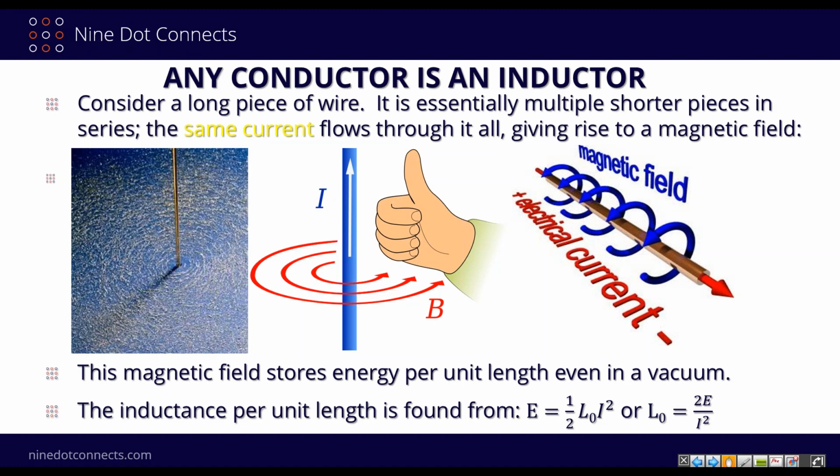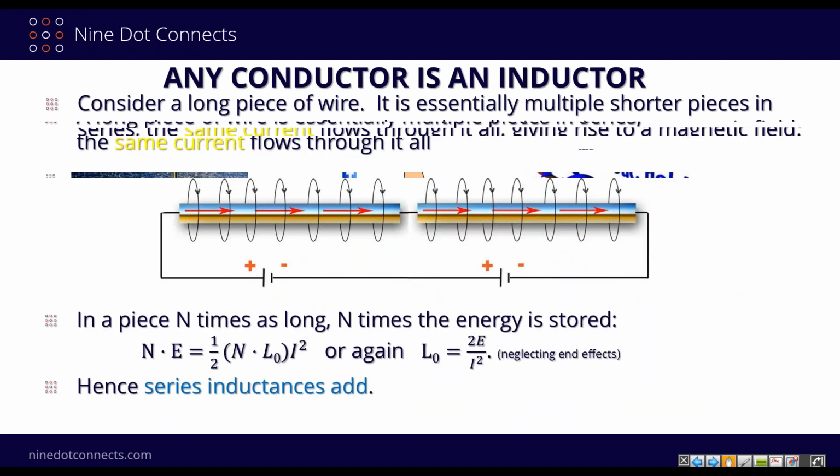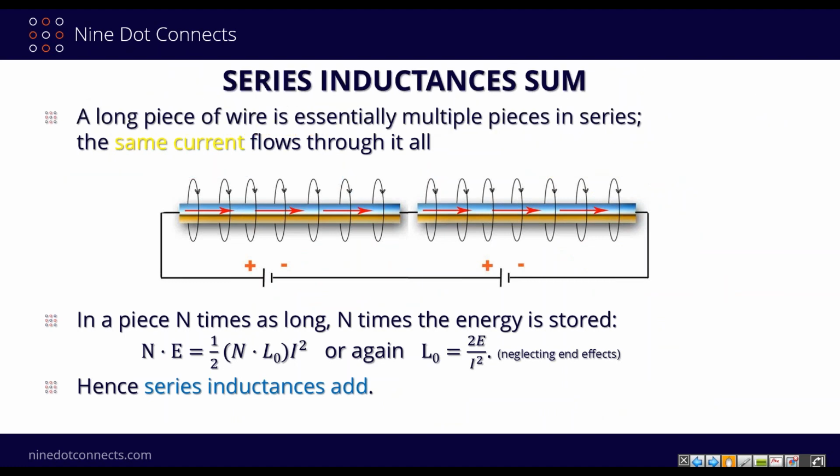Now let's say you had something twice as long. Well, each piece is going to have the field that it normally would have. Therefore, it will have the inductance it normally would. And you're going to find out that you have twice the voltage if you were going to play with it with a changing current. And it turns out that the inductances add. Inductance is proportional to the length of the wire. So we normally in a wire talk about the inductance per unit length, and it's equal to twice the energy divided by the current squared.